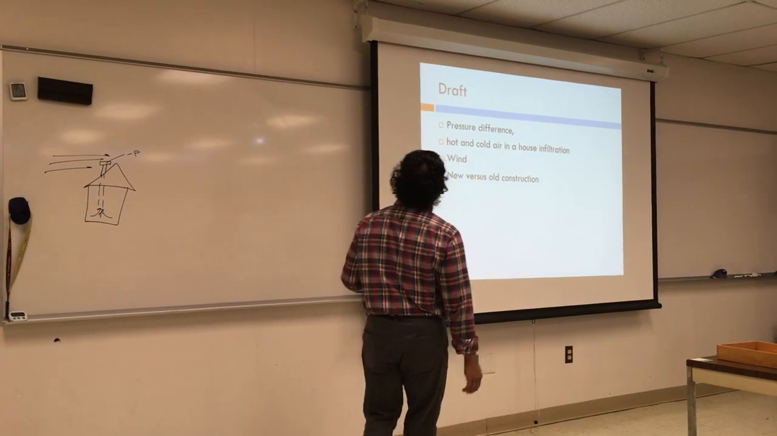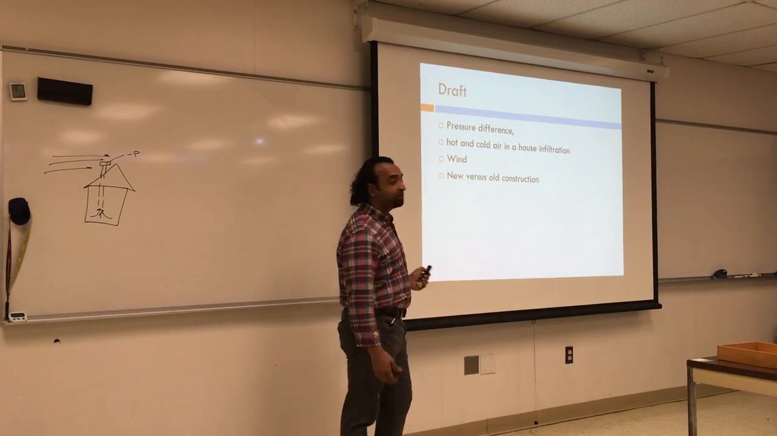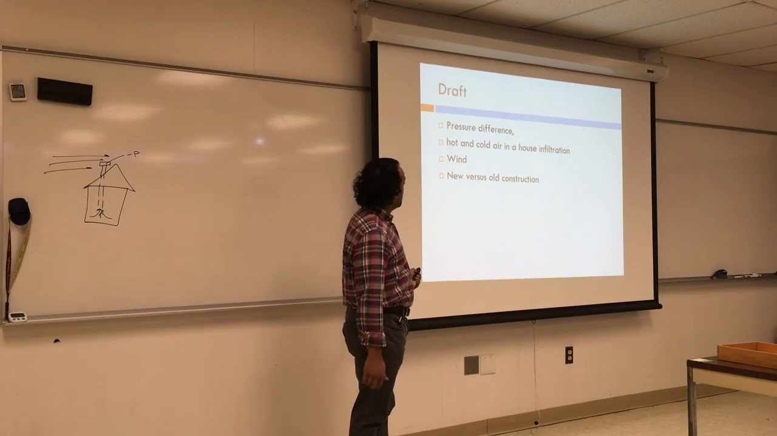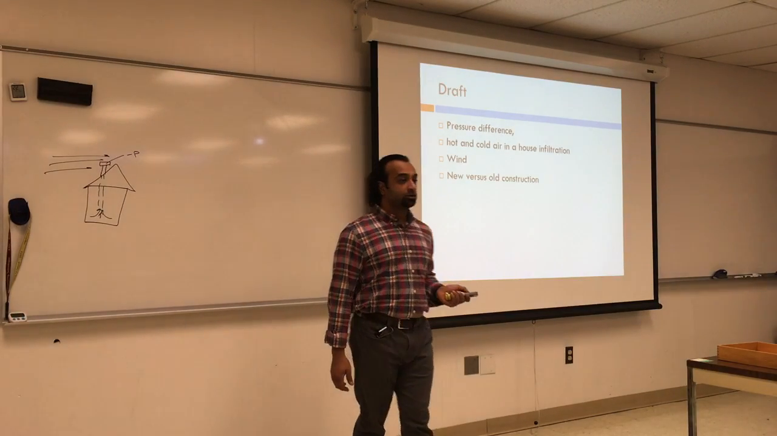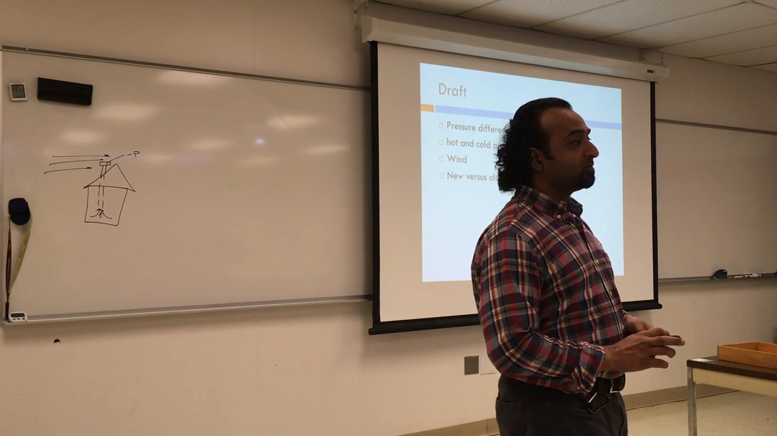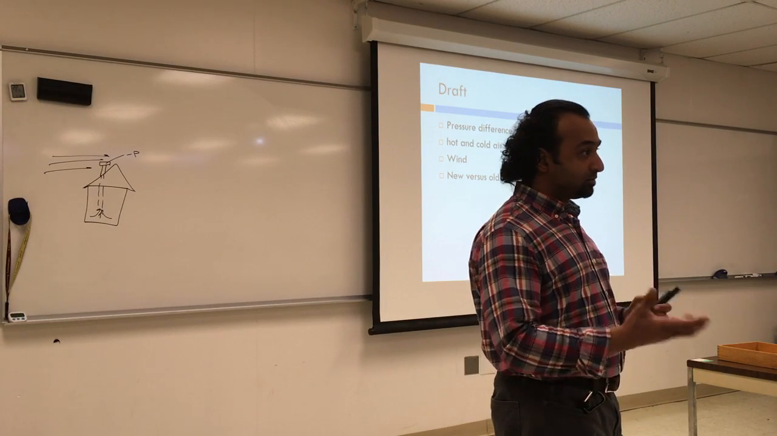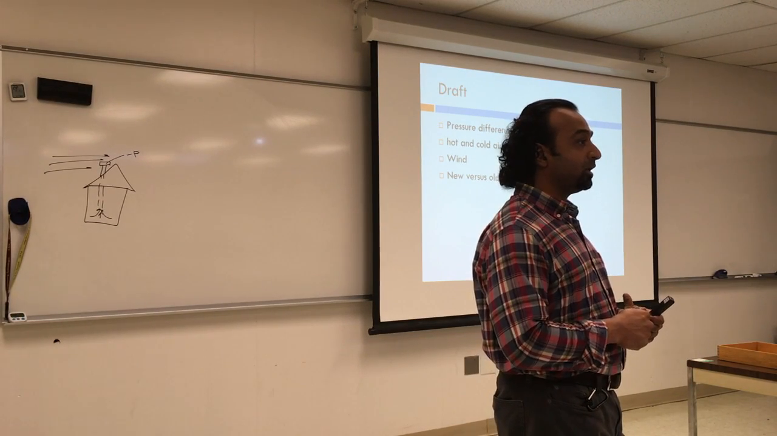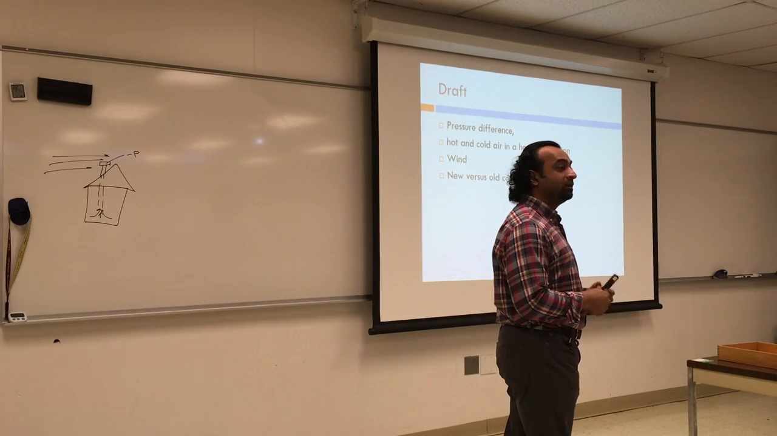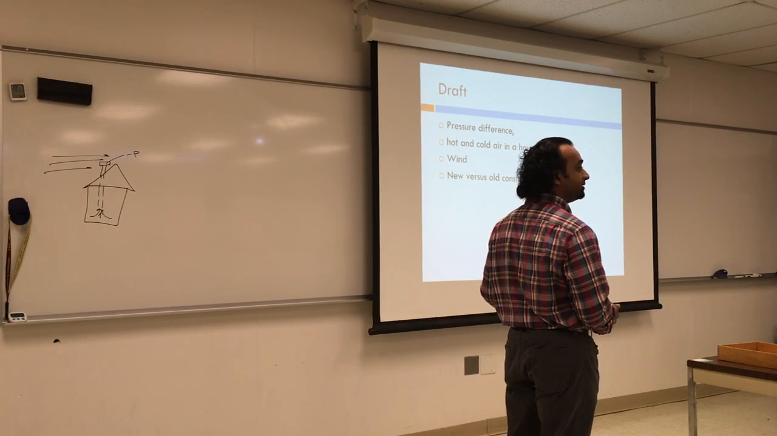Draft is caused by pressure difference, hot and cold air in a house, and infiltration. Wind changes your pressure difference. There's also new versus old construction. Again, if you are going to place your boiler in the basement, you want to make sure that you have enough air coming in. And when in doubt, just provide your own air for the boiler. Otherwise, it's not going to function properly, and it might also lose flame. So this is what causes draft.